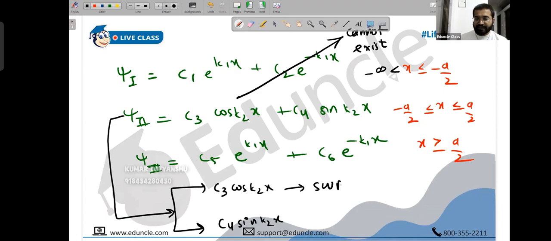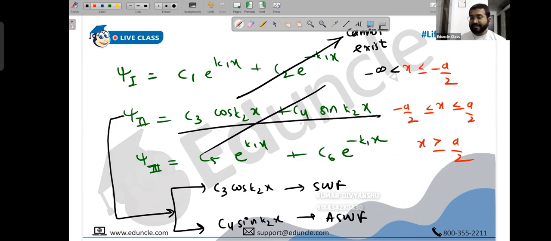So this is your symmetric wave function, people. This is your anti-symmetric wave function. So the point is, if in an exam I give you 4 options, which of the following are correct, and if one option is this, people, this is an incorrect option. Both simultaneously cannot exist. Okay? So either of them has to exist.